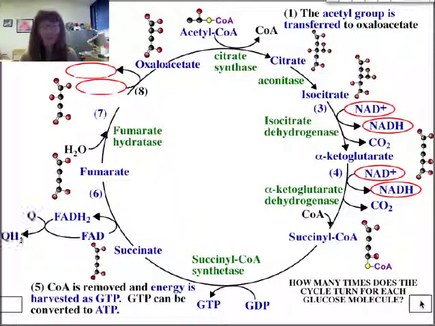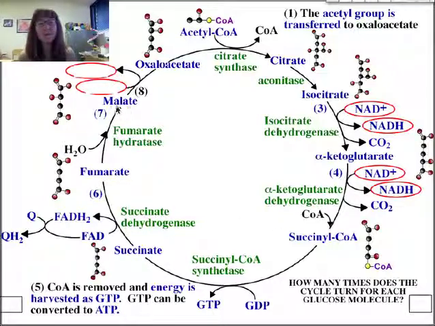Okay, let's go on to step number 7, where fumarate is hydrated. This forms malate. This seems like a simple step, but in fact it's making the potential for one more oxidation, because malate can be oxidized again, generating one last NADH. I bet some of you have already started to do the math. How many NADHs are made per turn of the TCA cycle?